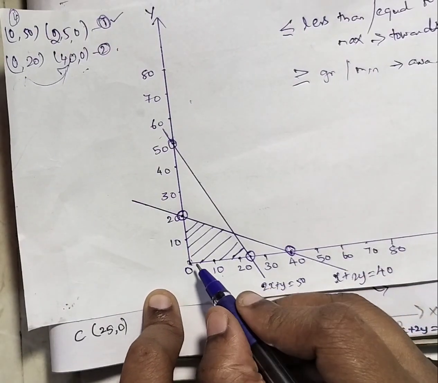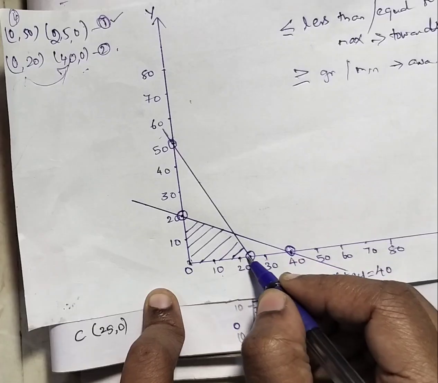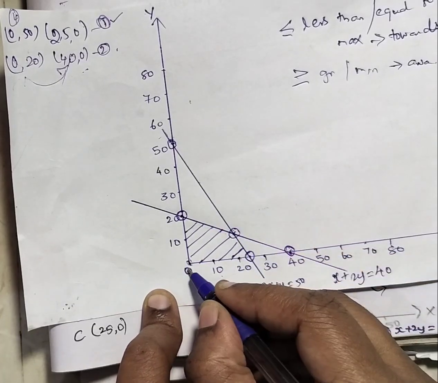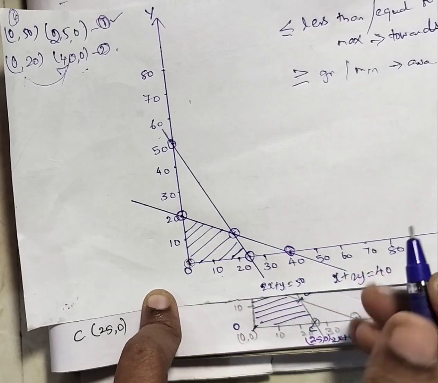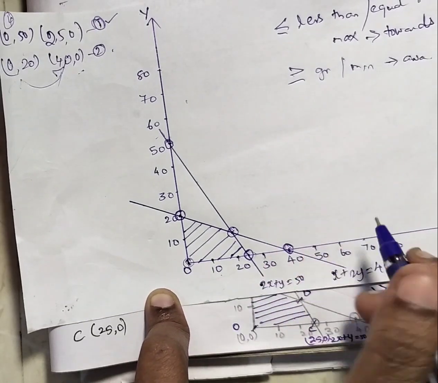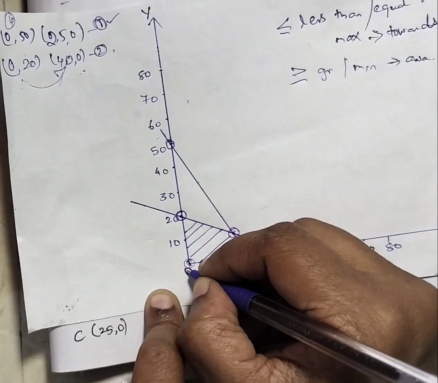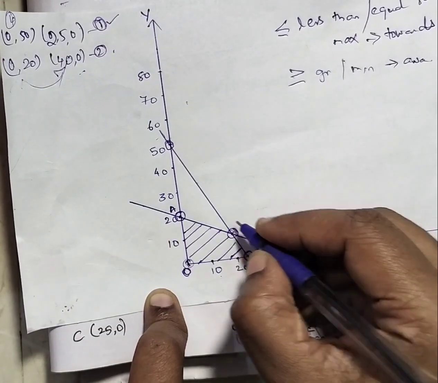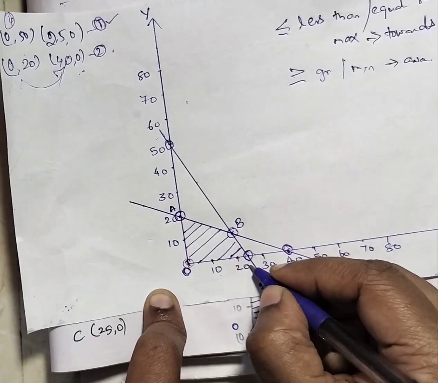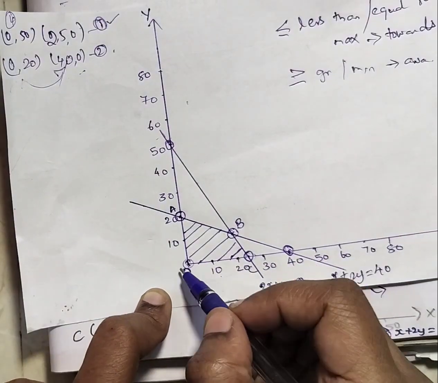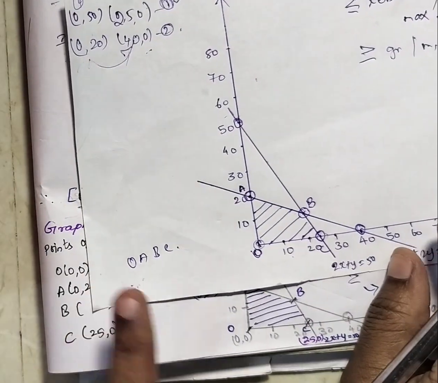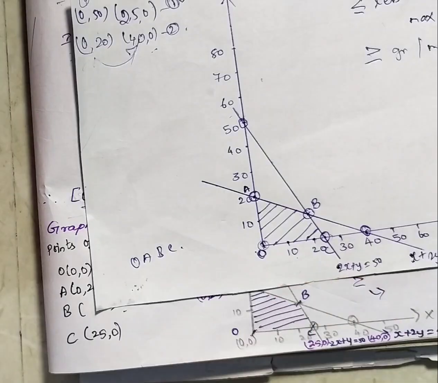Here we have four boundaries. For the origin we use O, and then this one is A, this one is B, and this one is C. So we have the points O, A, B, C.